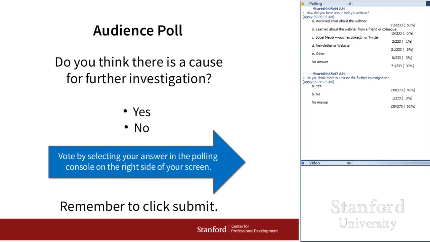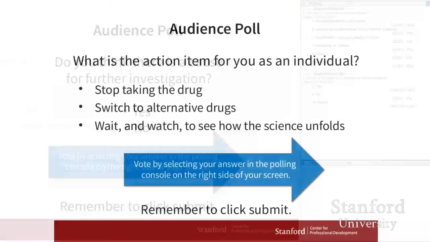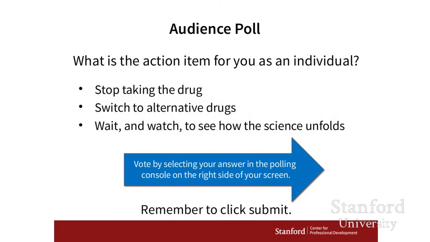All right, so I think in this audience, at least people have sort of gotten the gist of it, that you can use multiple sources of data to prioritize what is worth investigating. So then, as an individual, if this was the science you saw, what would you do? Would you stop taking the drug? Would you switch to alternative, or would you wait and watch and see how the science unfolds?